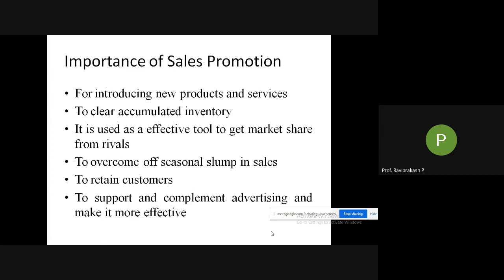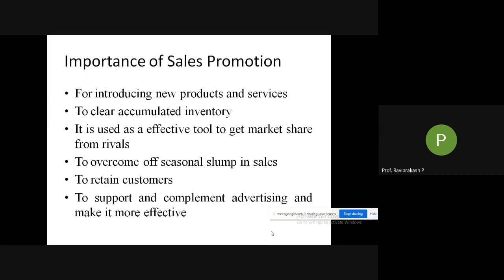Then to overcome off-seasonal slump in sales. In the sense, there might be some seasonal products or seasonal services, like your ice creams. Mostly it is eaten in summer. Cold drinks, nowadays, are used in almost all the seasons. But when it is very cold, people may not prefer to have cold drinks or soft drinks for that matter. So at that particular moment, you need to have more promotion so that your product is selling.